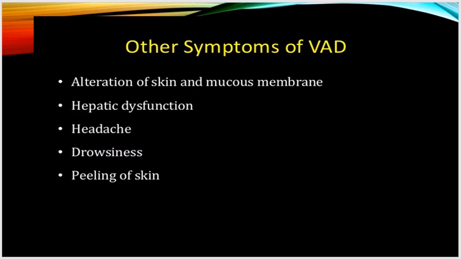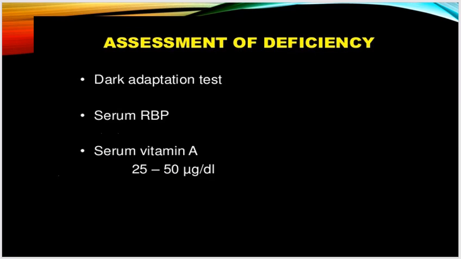Other symptoms include alteration of the skin and the mucous membrane, hepatic dysfunction, headache, drowsiness, and peeling of the skin. These are the symptoms which develop due to the deficiency of vitamin A. This deficiency can be assessed by the dark adaptation test, serum retinol binding protein, and serum vitamin A.